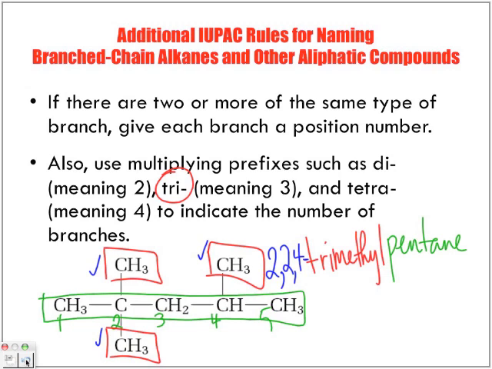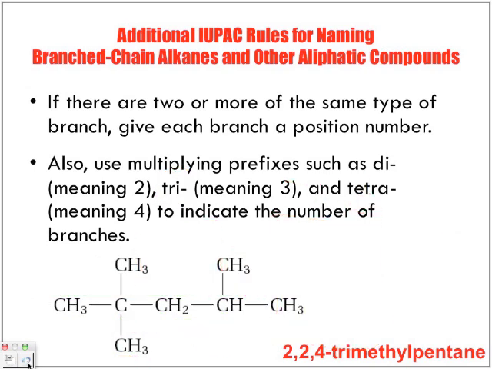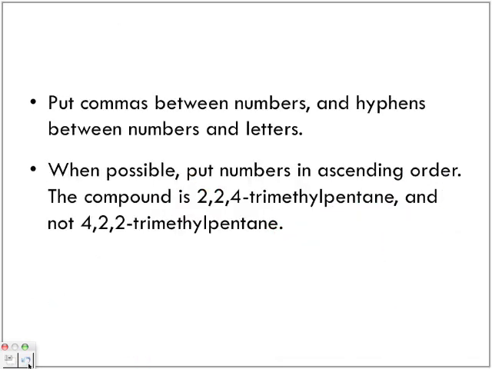And then we separate the numbers with a hyphen. So we've got methyl groups. We've got 3 methyl groups on our main pentane, but they're at the 2, 2, and 4 position. So the name of the following compound is 2,2,4-trimethylpentane. Now, we're going to put commas between numbers and hyphens between numbers and letters. Really important to know.